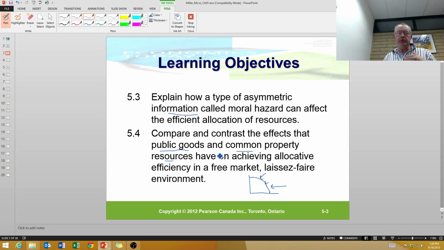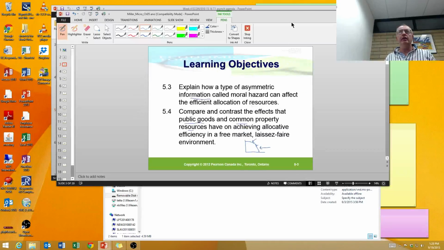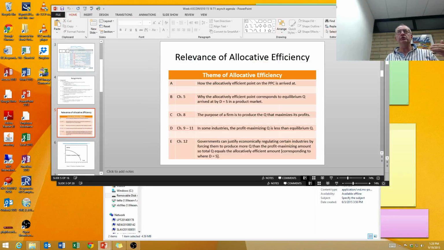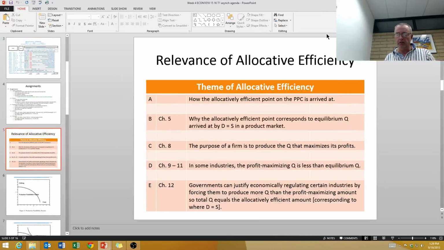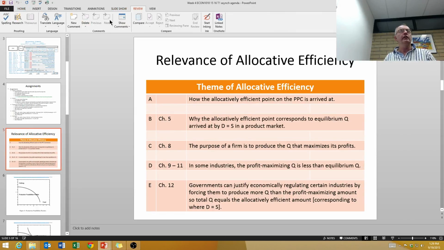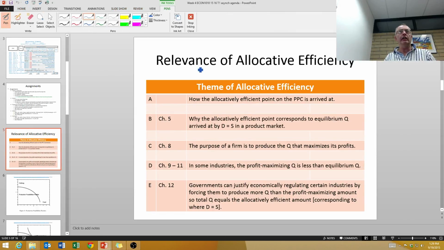So before we jump straight into Chapter 5, I thought I would highlight a theme in this book because I thought if I brought this theme to your attention, it may help you pull some of the subsequent chapters together as we're going through them. And the theme that I want to highlight to you is this theme of allocative efficiency.